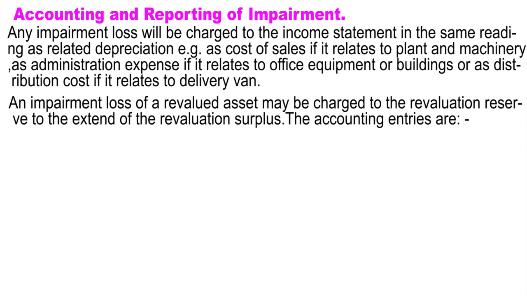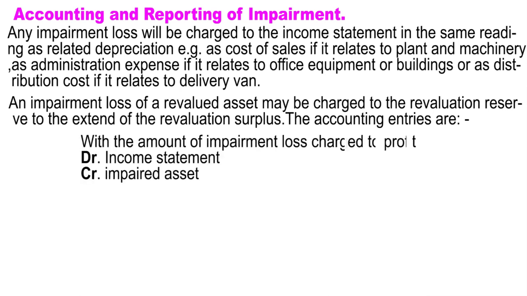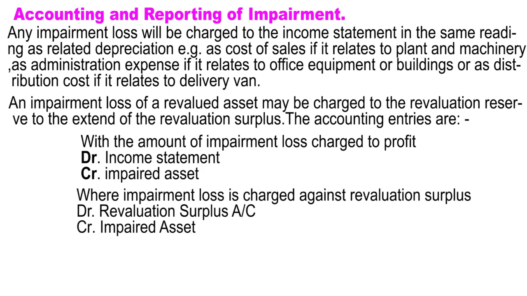The accounting treatments are: 1. With the amount of impairment loss charged to profit, debit the profit or loss account and credit the impaired asset account. 2. Where impairment loss is charged against revaluation surplus, debit the revaluation surplus account and credit the impaired asset account.